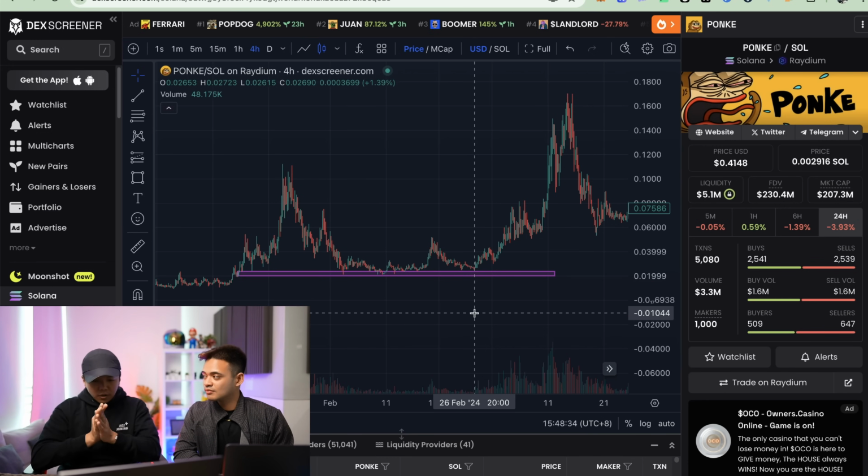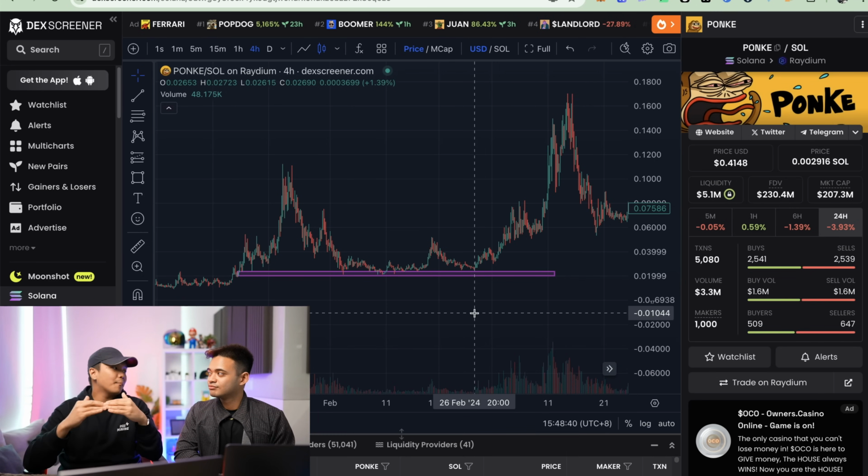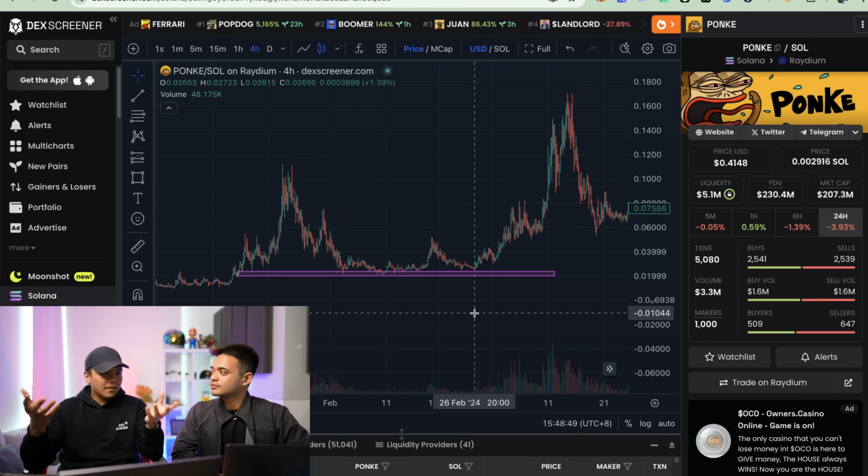So another rule of thumb here is don't buy into green. Wait for it to retrace. Order blocks are like a magnet. They always come down. Price always comes down. Compared to other altcoins, sometimes even Bitcoin and Ethereum, I've never seen an asset that respects horizontal TA lines much more than meme coins.